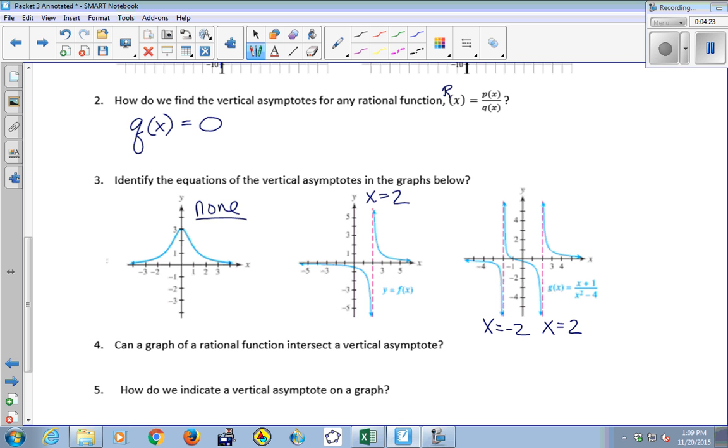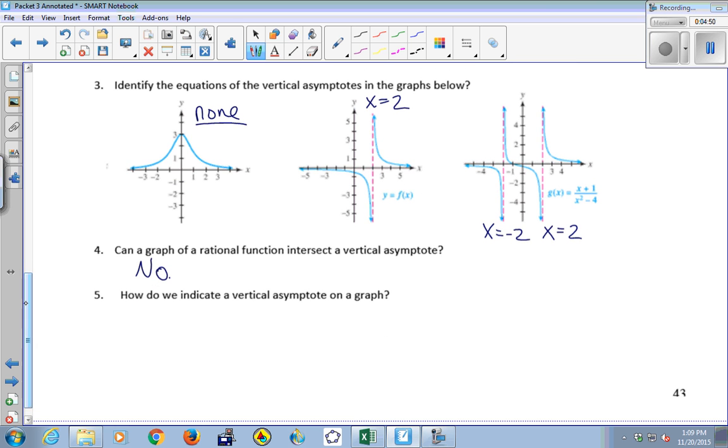Can the graph of a rational function intersect a vertical asymptote? Can it ever touch or cross a vertical asymptote? No. Oh, then it doesn't actually touch it then. It doesn't intersect it, yeah. Good. All right, and how do we indicate a vertical asymptote on a graph? We draw it with a dotted line. Yep. Good.